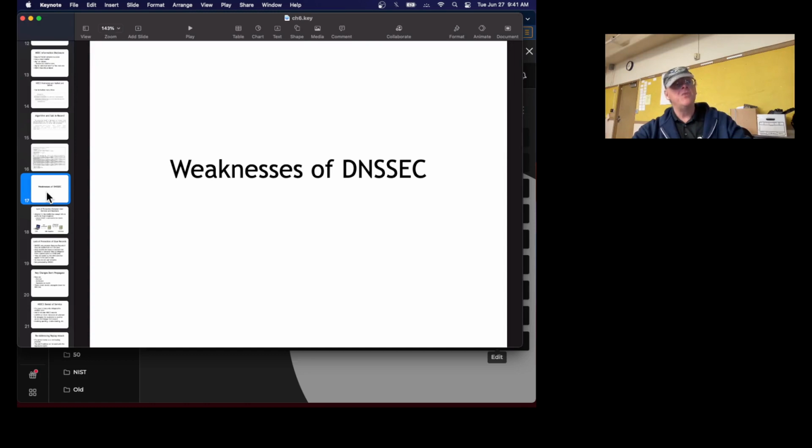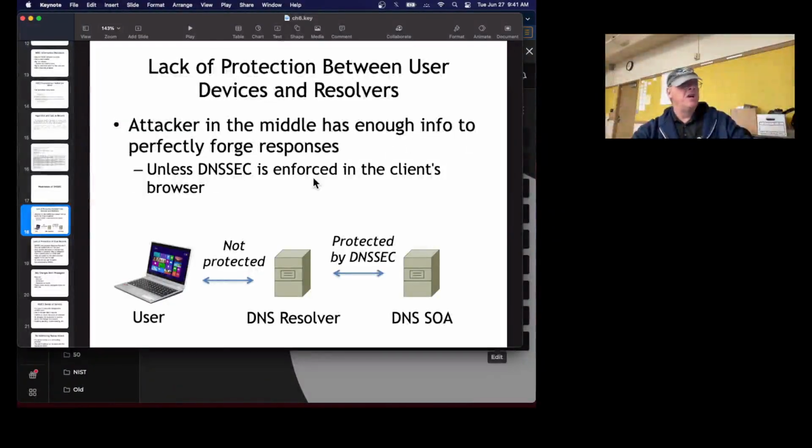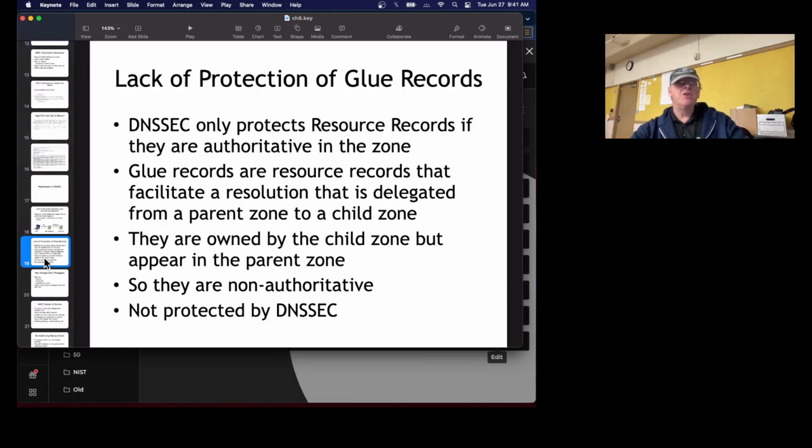So there are also some weaknesses in DNSSEC. An attacker in the middle can forge responses to the end user because the end user's browser does not enforce DNSSEC, so it doesn't protect you from a liar that is closer to you. It only protects the server from getting false records from other servers. But it doesn't protect you, so that's annoying. And it doesn't protect the glue records.